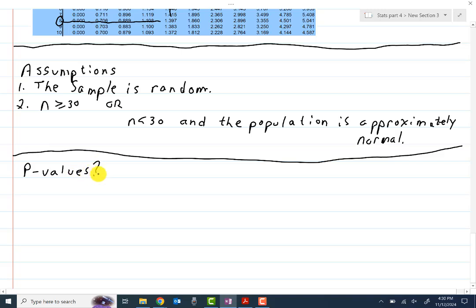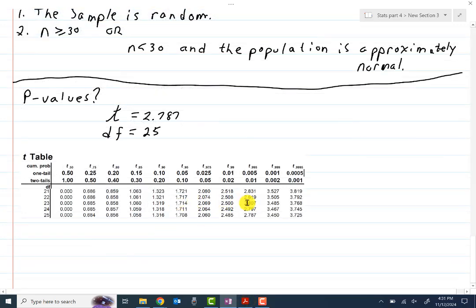How do we do p-values in this class? Let's take an example. T equals 2.787, degrees of freedom equals 25. Let me get the p-values for these numbers. All right, so what you do, you try to look throughout these values within the table. You'll notice you find 2.787. So that's across from the 25. And we have two different values here, or well, two different alpha levels.